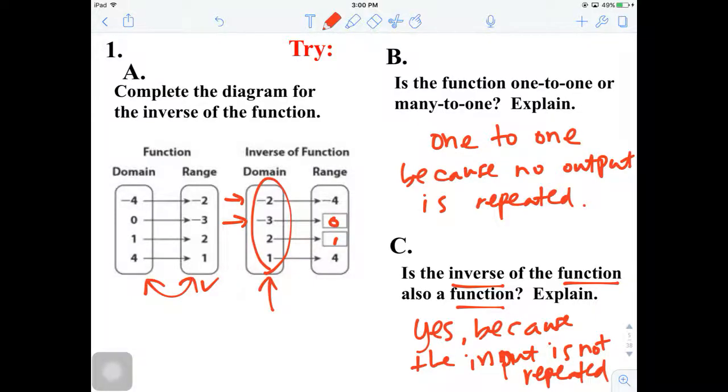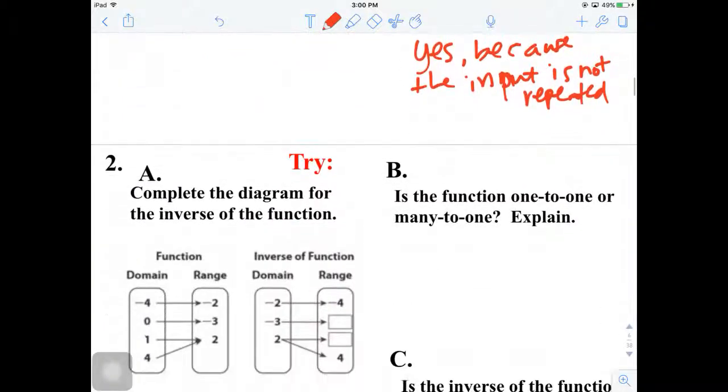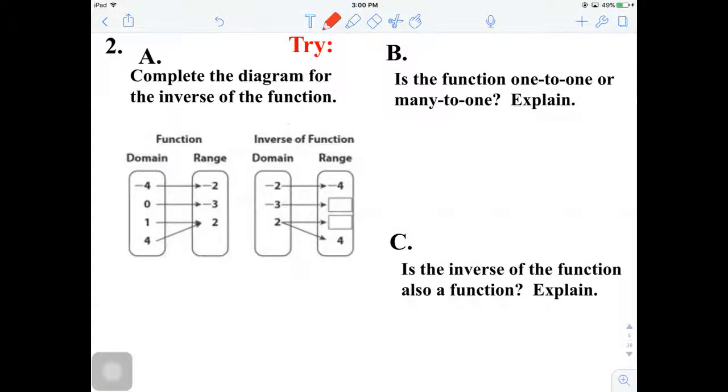Okay, so that answers the questions in this example. Let's take a look at another example. Here's another relation. Complete the diagram for the inverse. So we again switch it. That will be -2, -4, -3, 0, and then 2, 1, and 2, 4.